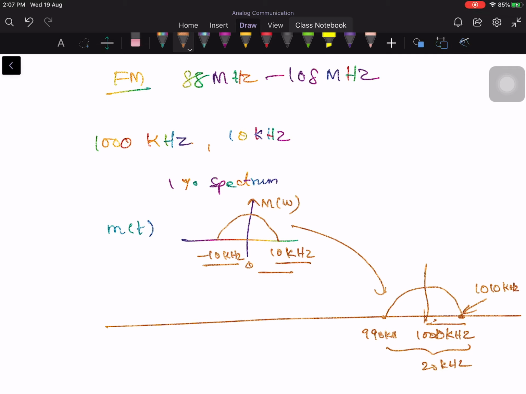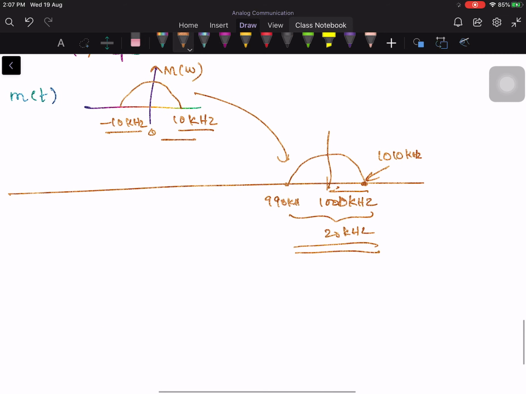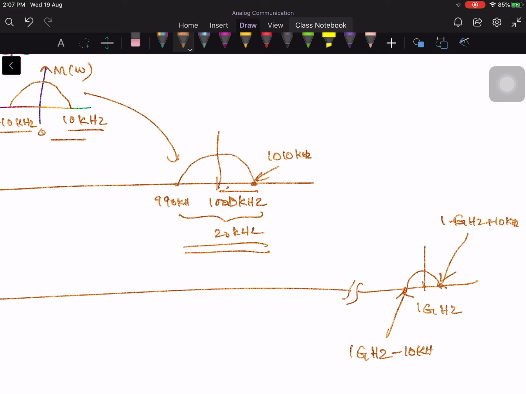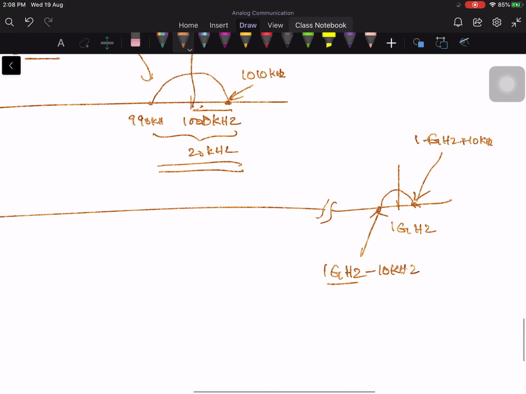Okay, so therefore if you look at here, this total occupancy will be 1% of 1000 kilohertz. But if you look at 1 megahertz, or let's say 1 gigahertz, then again the spectrum occupies very less portion. 1 gigahertz plus 10 kilohertz is this point, and this point is 1 gigahertz minus 10 kilohertz. You can now substitute the value. Sorry, gigahertz means 10 power 9, mega means 10 power 6. So in this case, at 1 gigahertz frequency range, the spectrum occupancy will be 0.001%.